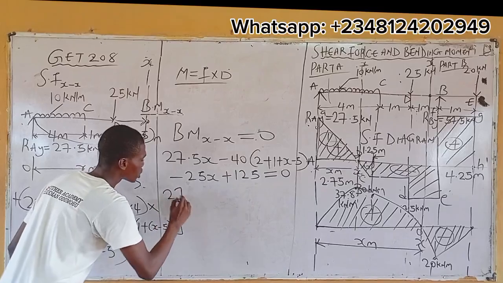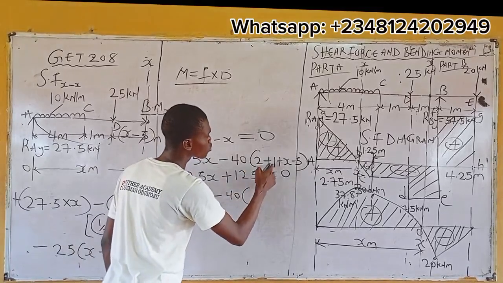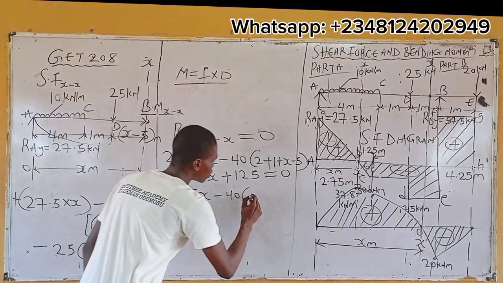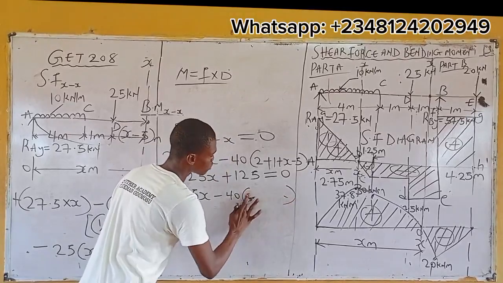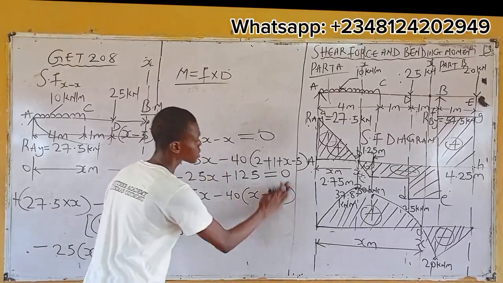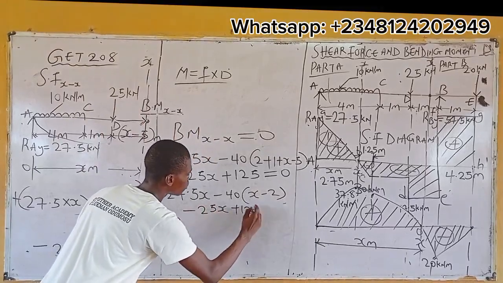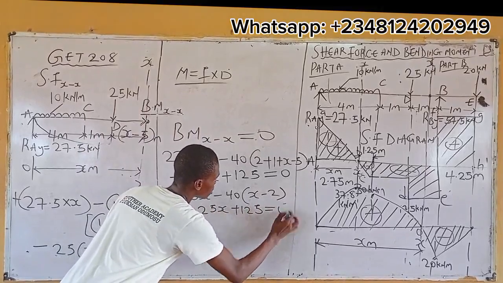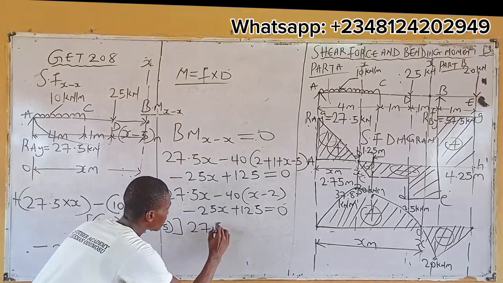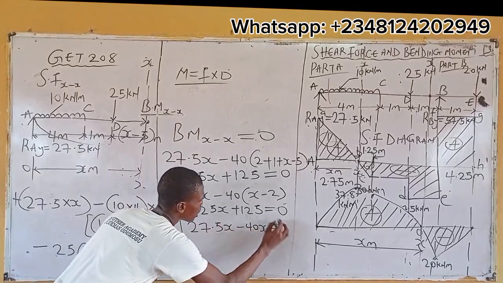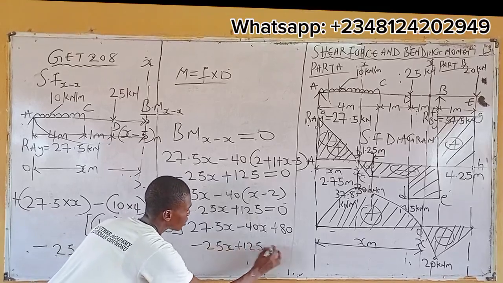Moving on, I have 27.5x minus 40 all into bracket 2 plus 1 minus 5, that's minus 2 plus x. Let's write this in a nicer way: x minus 2, so close your bracket. Minus 25x plus 125 equals 0. Now let's simplify this further. What do I have? 27.5x minus 40x plus 80 minus 25x plus 125 equals 0.